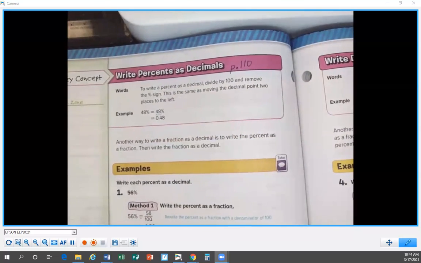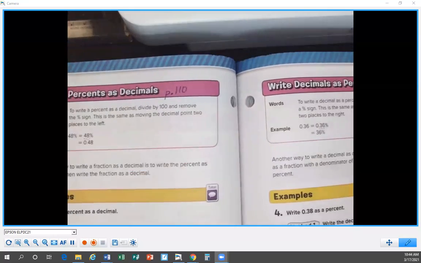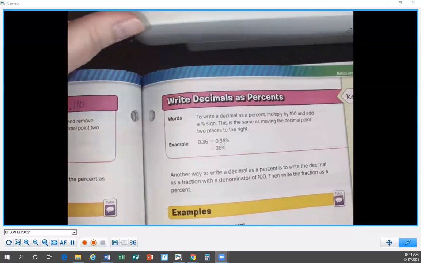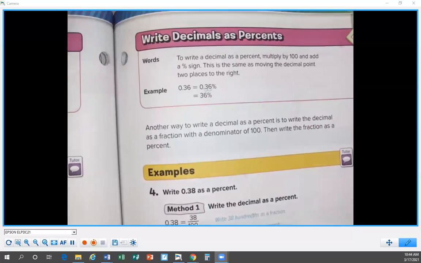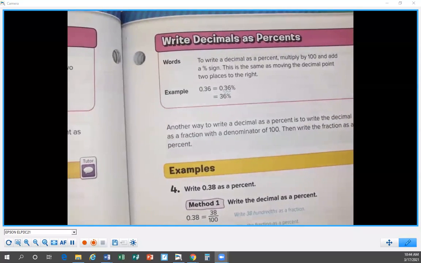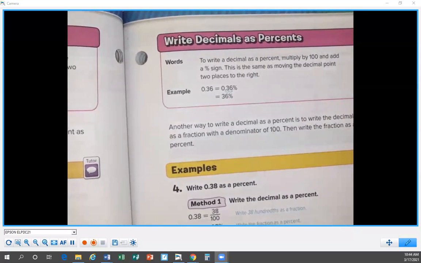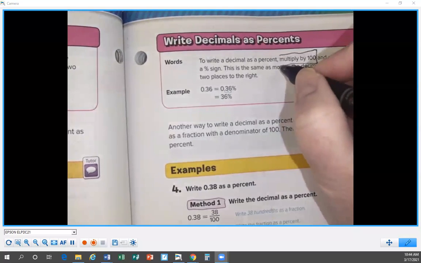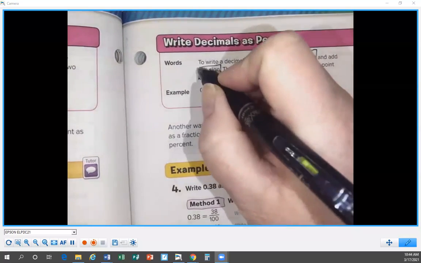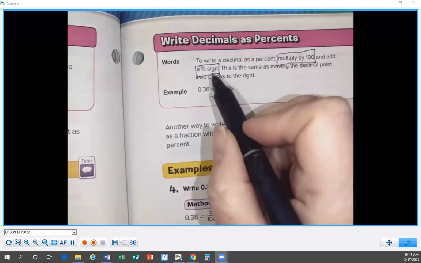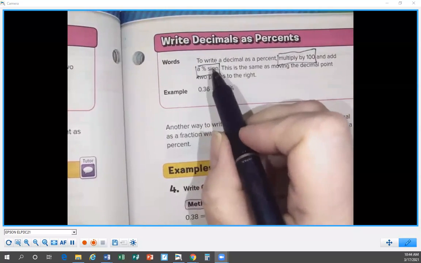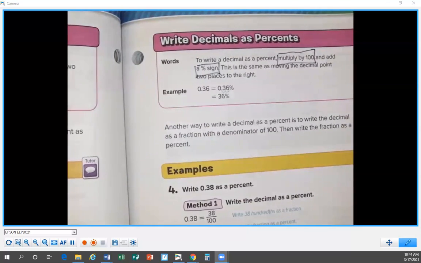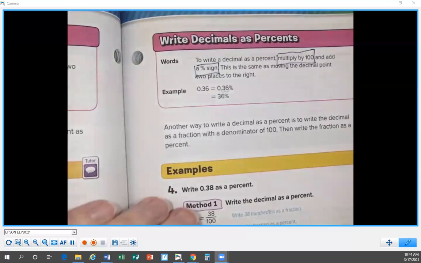Now on page 111, we're just going to go the opposite direction. Okay, now we're going to write decimals as percents. It's going to be just the opposite. To write decimals as a percent, multiply by 100 and add a percent sign. Okay, so we're not changing the value when we multiply by 100 and then divide by 100, because really the percent sign means per 100, or divide by 100. So this is the same as moving the decimal point 2 places to the right and adding a percent sign.